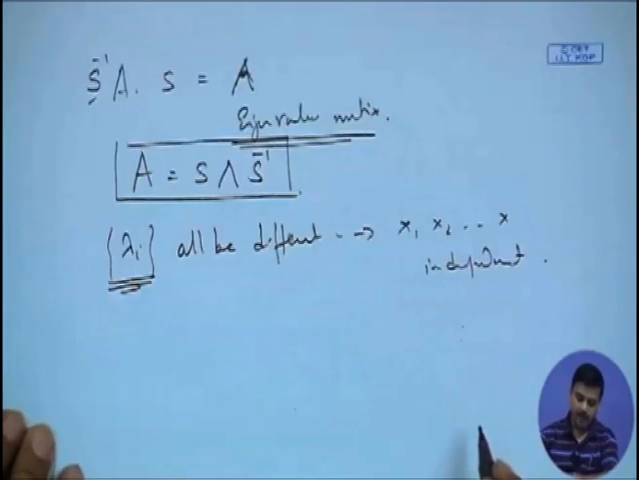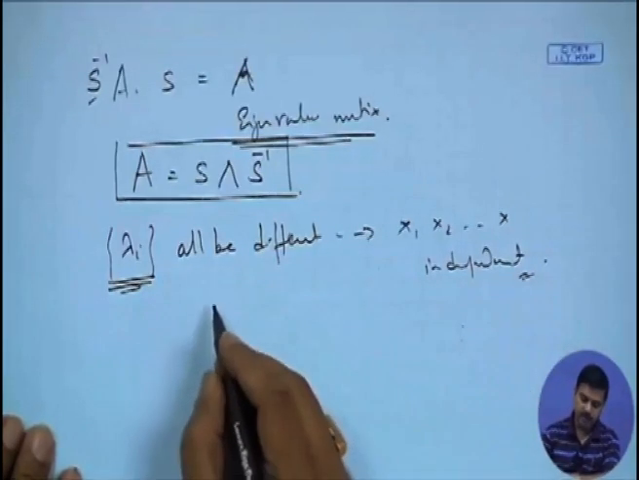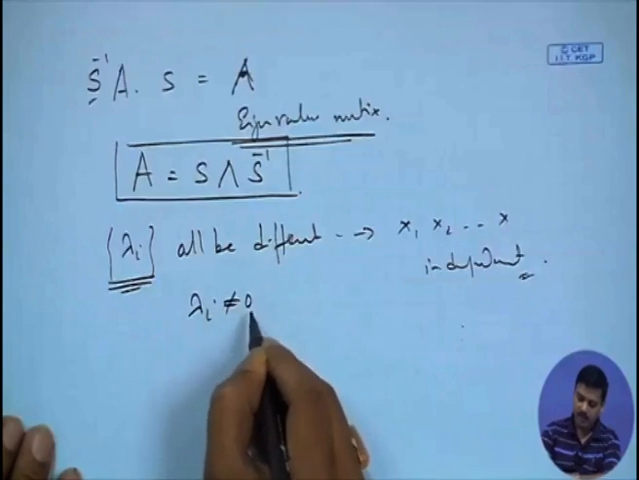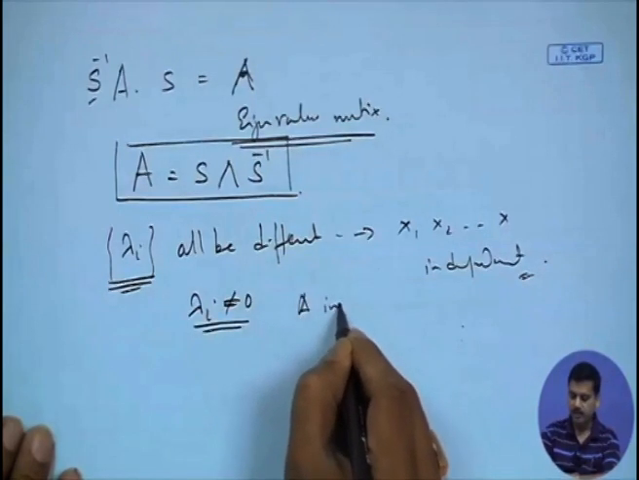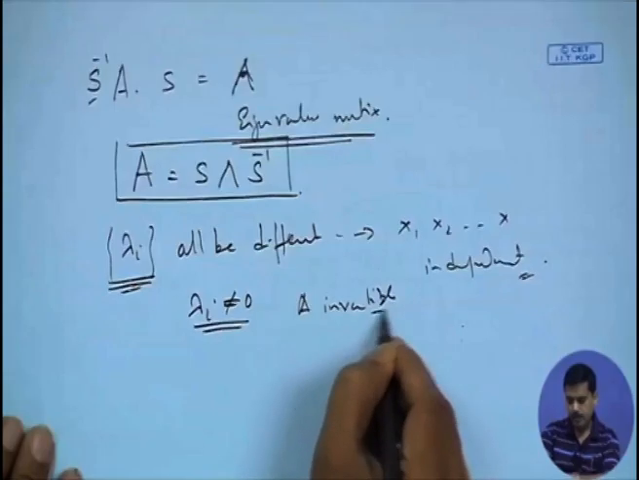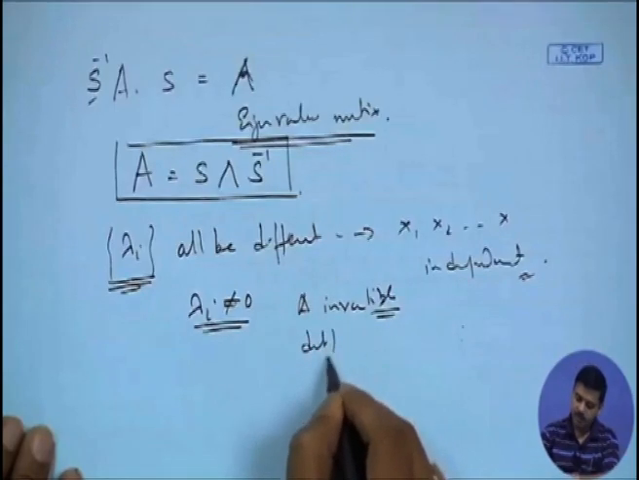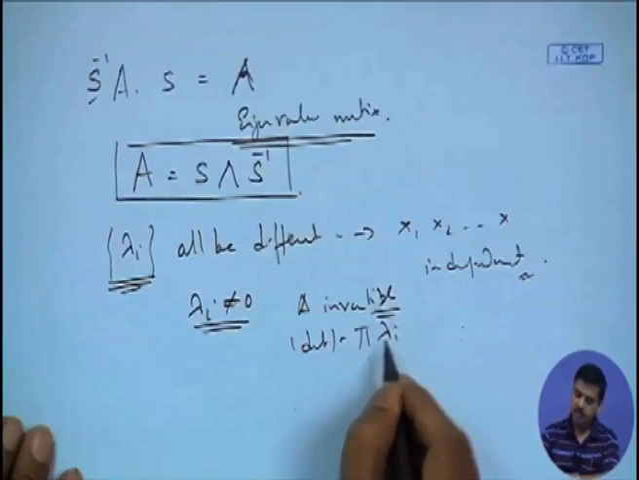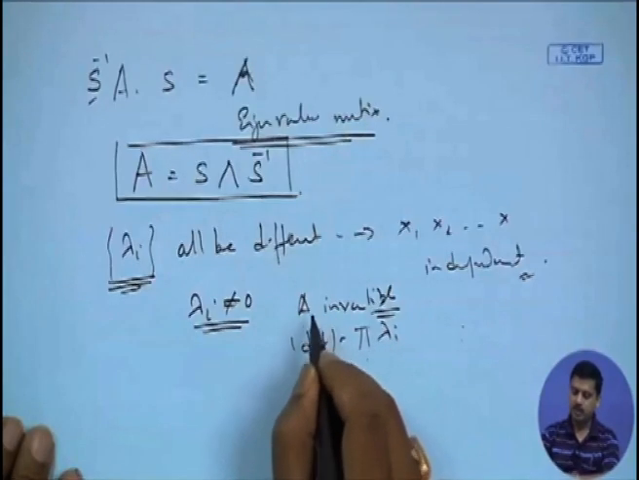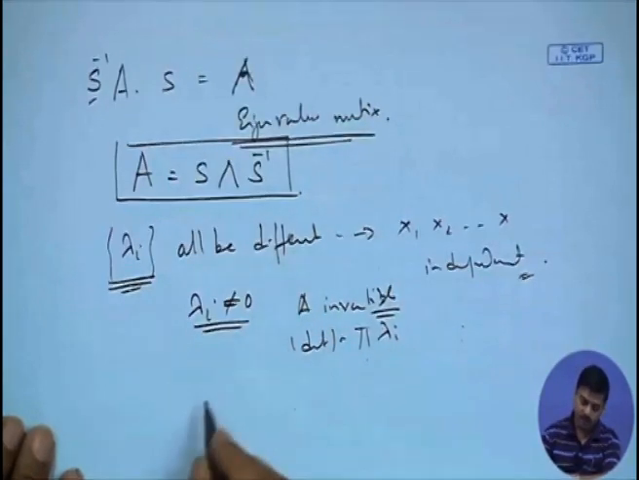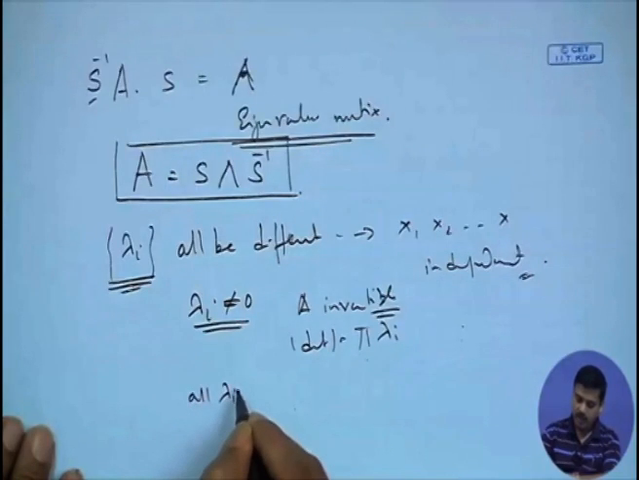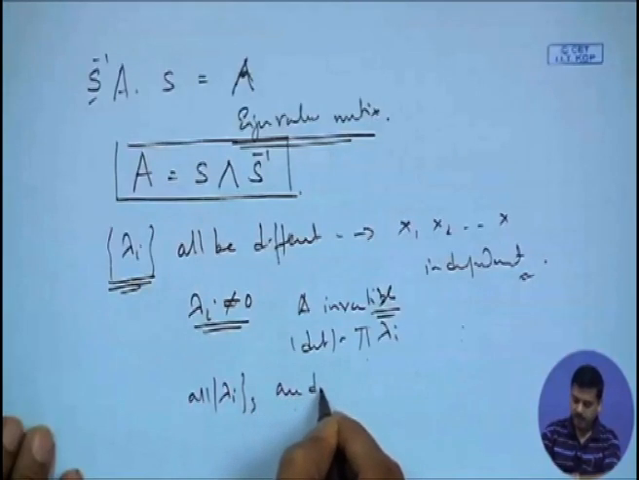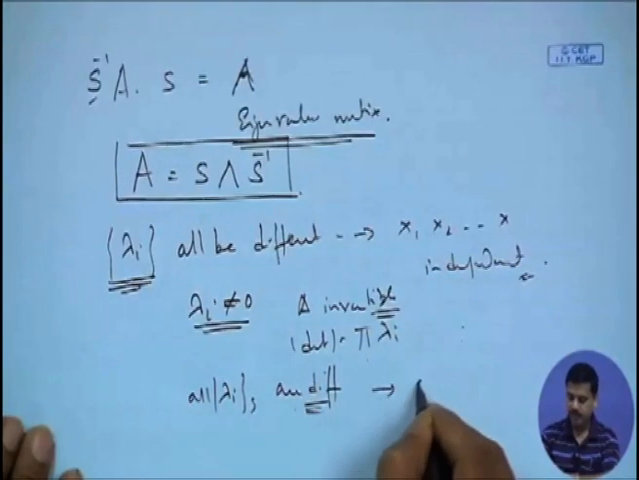And if they are independent, then you again have a lot of useful values. So if all of the lambda i's are not equal to 0, the matrix A is invertible, in the sense that the determinant is equal to the product of all lambda i's. So if they are non-zero, I am going to get it invertible. If any one of them is 0, the determinant is 0, that means it is not invertible. And diagonalizability means if all lambda i's are different, you can diagonalize it.